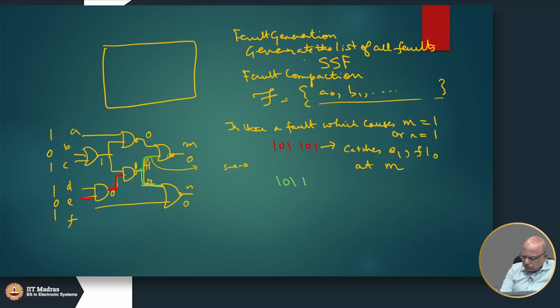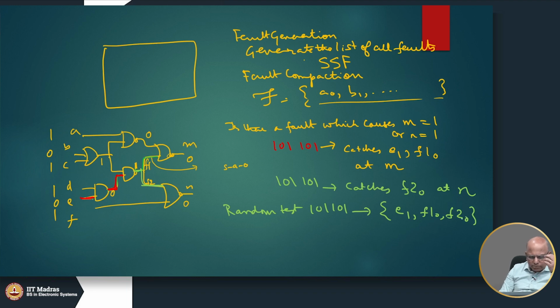1 0 1 1 0 1 catches F2 stuck at 0 at N. It also catches a stuck at 1 fault here, but we have already talked about that. So, there are only 3 faults that this particular random pattern will catch. So, a random test 101101 catches E1, F1 stuck at 0, F2 stuck at 0.